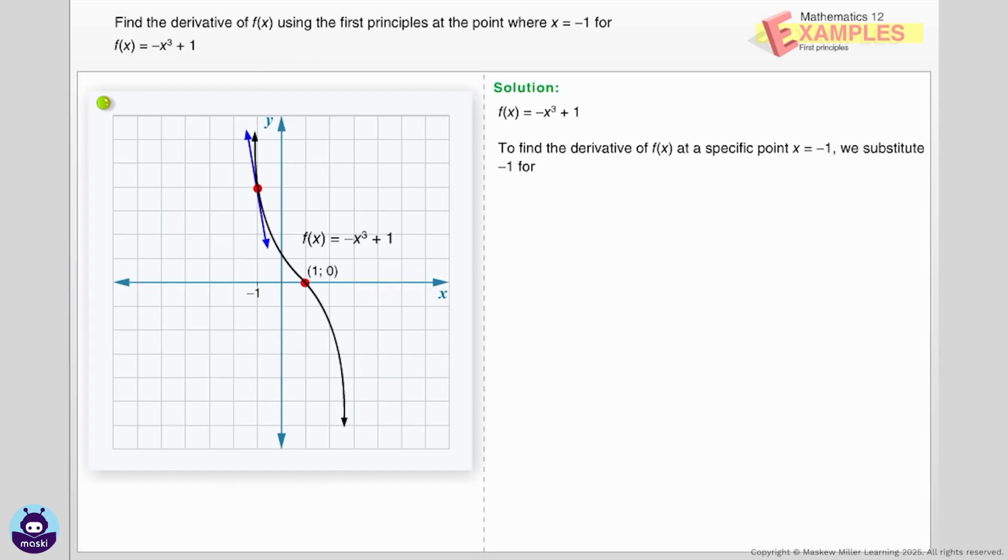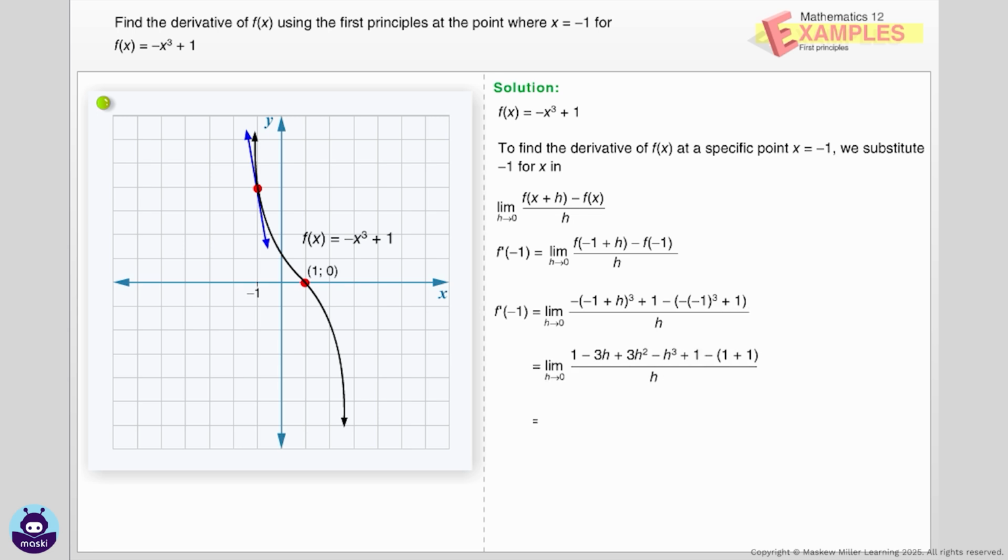To find the derivative of f(x) at a specific point x equals -1, we substitute -1 for x in f'(-1) equals the limit of [f(-1 + h) - f(-1)] over h as h tends to 0. Expanding the brackets and simplifying the terms in the numerator, we get the limit of [2 - 3h + 3h² - h³ - 2] over h as h tends to 0.